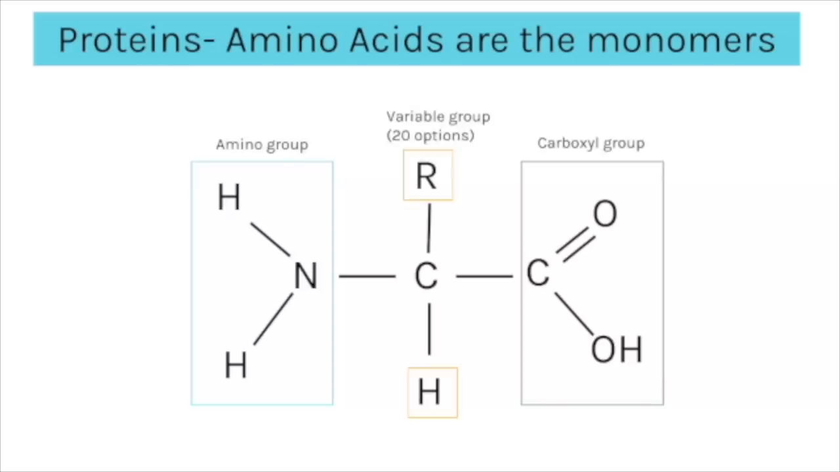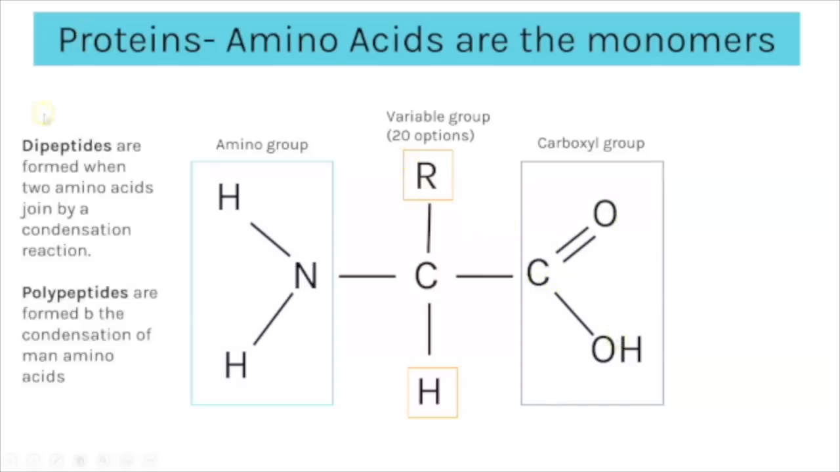Now, a way to help you to remember it is to box it into these key groups. You have a central carbon in the middle of the molecule. There's a hydrogen atom that comes off, and an R group that comes off the top. Now, those could actually be either way round, top or bottom. The R group represents the variable group, so that changes for all 20 different amino acids. The amine group or amino group, that will always be present, and that is NH2, and the carboxyl group, that will also always be present, C double bond O, OH.